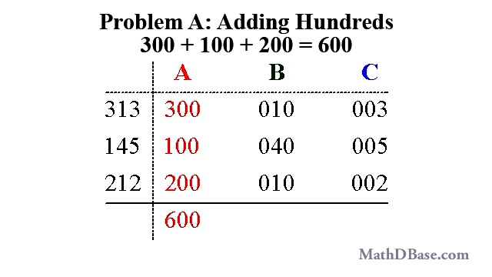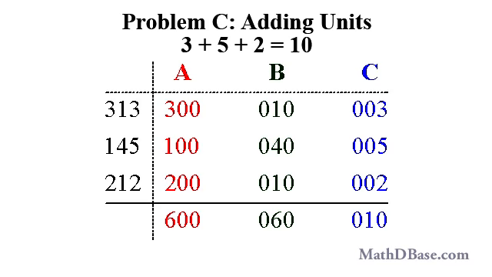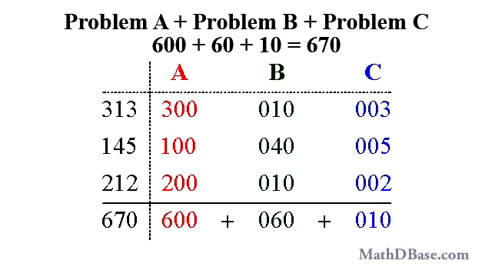Using the usual right to left addition method, there is no idea of the size of the total until addition is finished. Problem B involves only the middle column, the tens place. Adding the rows, the sum is 10 plus 40 plus 10 for a subtotal of 60. Problem C involves only the last column, the units place. Adding the rows, the sum is 3 plus 5 plus 2, for a subtotal of 10. The sum of the original problem is equal to the combined sums of problems A, B, and C, 600 plus 60 plus 10, which is 670.